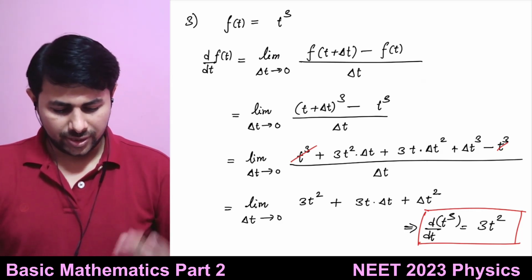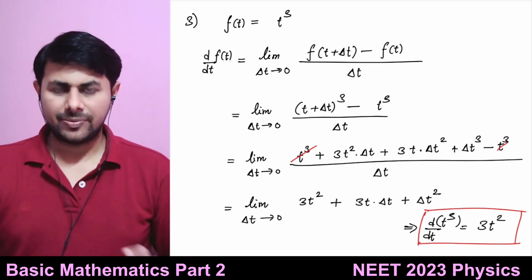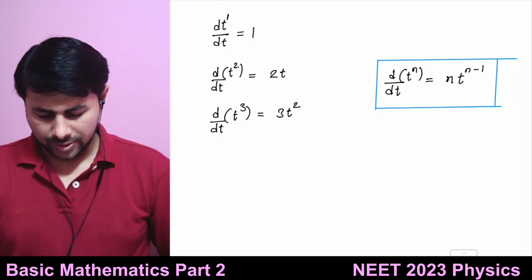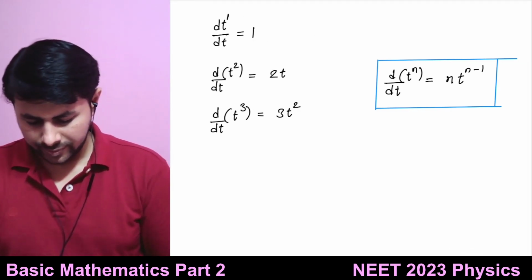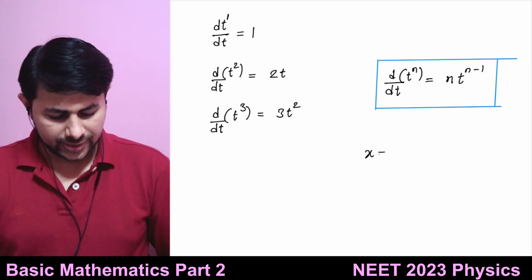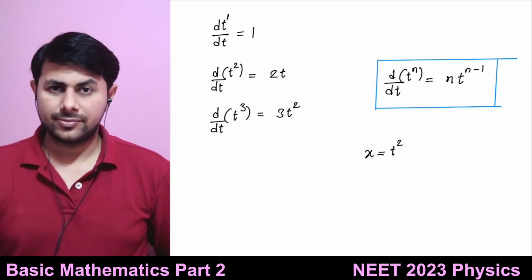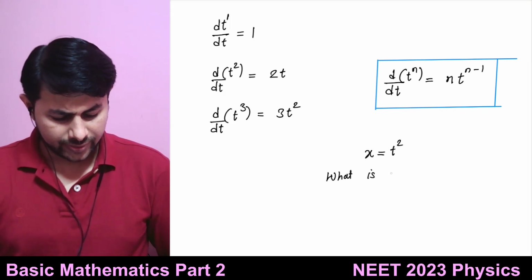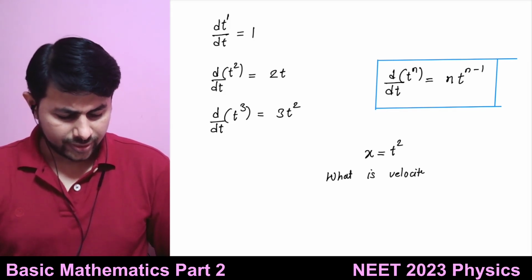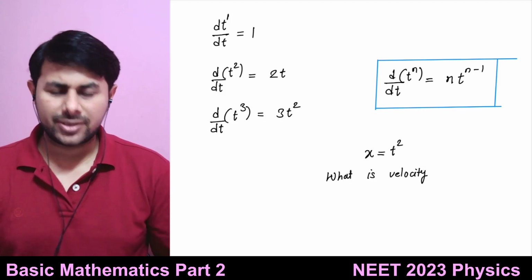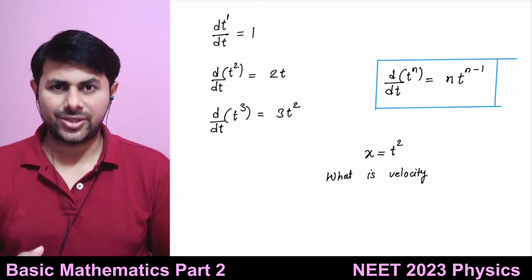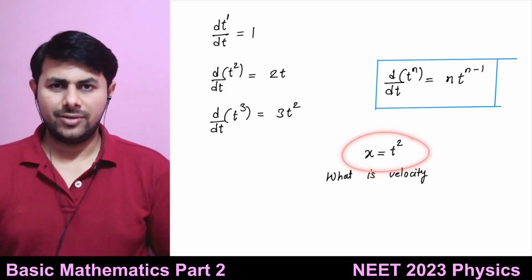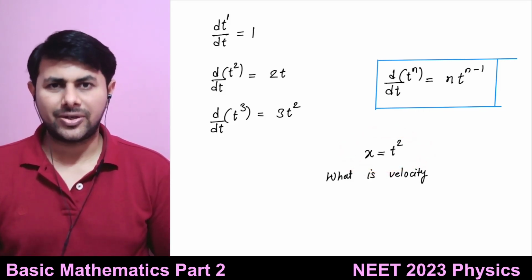Okay, so this is how we find out derivatives of algebraic functions. Now I will just ask you one question. Let's say x is equal to t square. What is the velocity of this particle, or this person performing this motion, whose position is given by t square? Position as a function of time is t square.